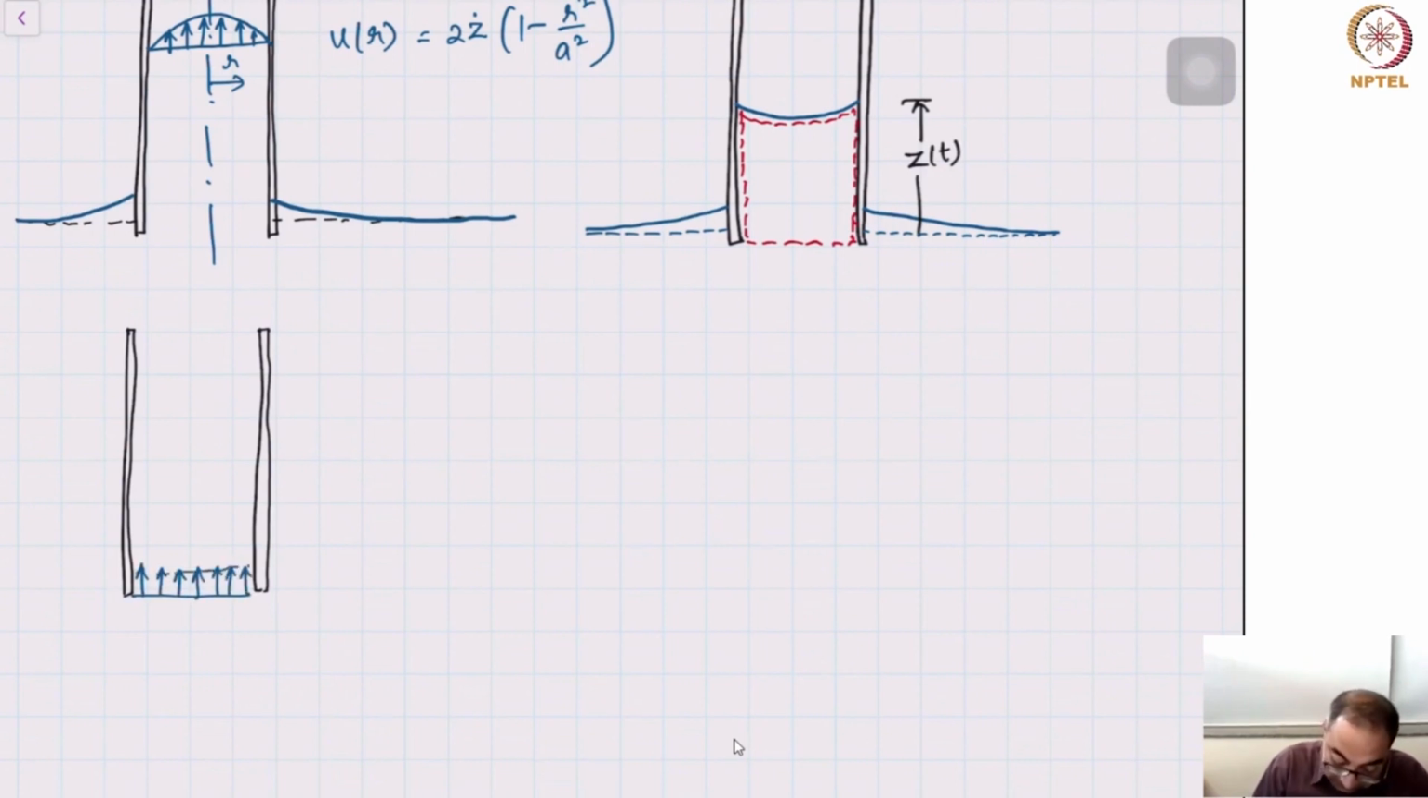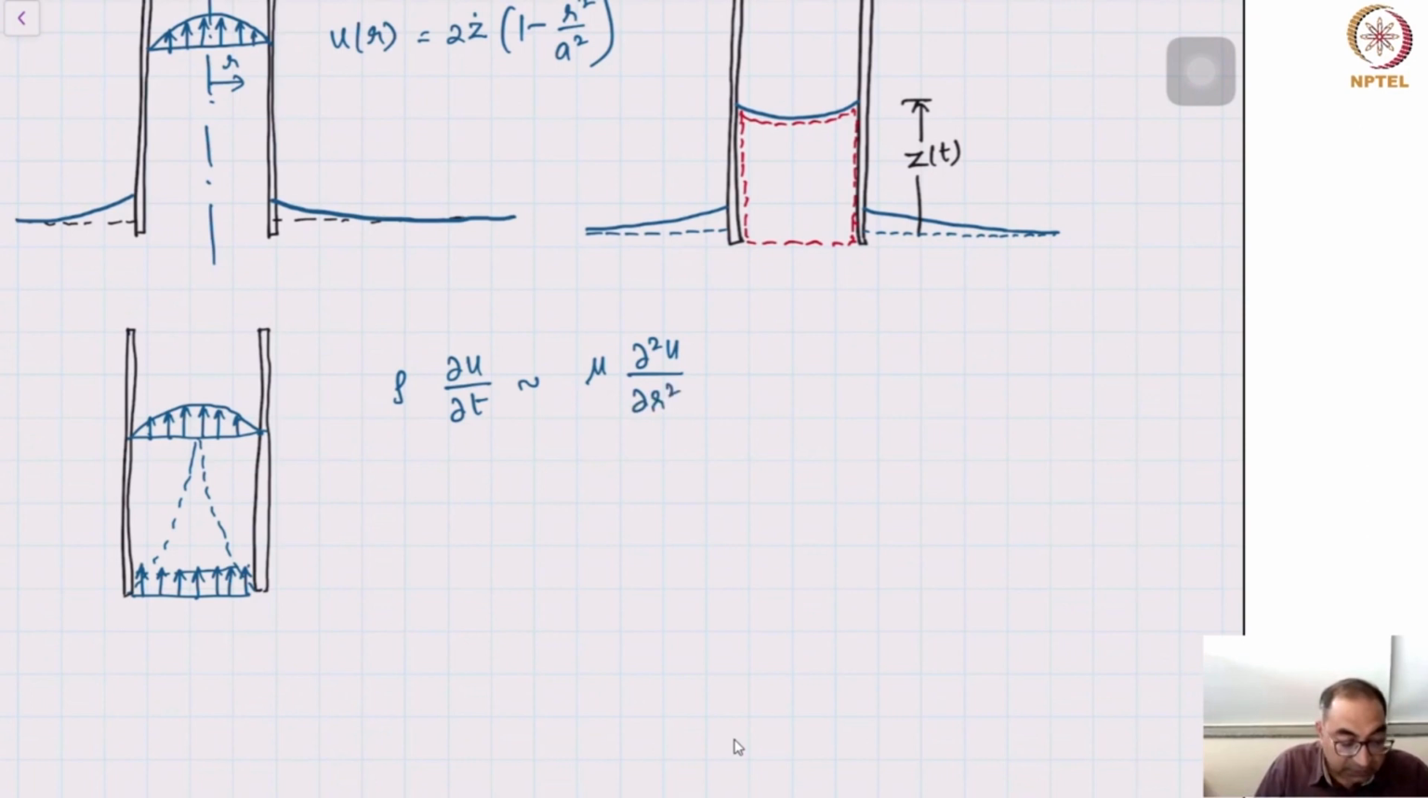But then after a certain distance it has traveled in the tube, it has reached a fully developed state. Now there is a time scale associated with this process. How do we get the time scale? If I say that the boundary layer is growing by a diffusion process, then the time scale would be from density times del u by del t. Basically, this is the local acceleration, and these are the dominant terms.